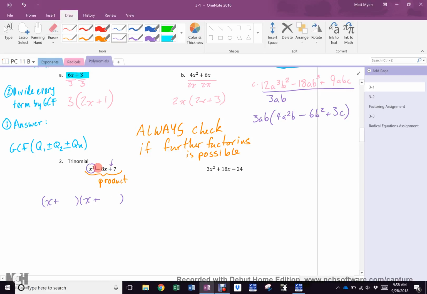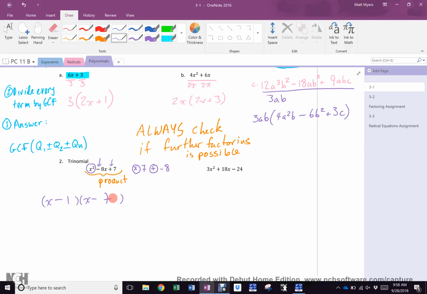Now, since this is negative, is this going to be plus plus or minus minus? Minus minus. It has to be. Now, all I need to do is find two numbers that multiply to 7 and add to negative 8. What are they? 1 and 7. Minus 1, minus 7. Done. That's how you factor those.